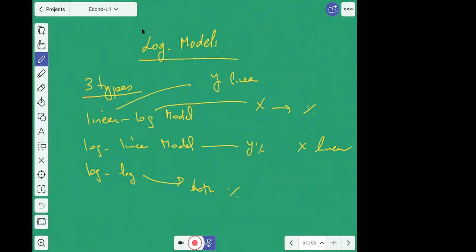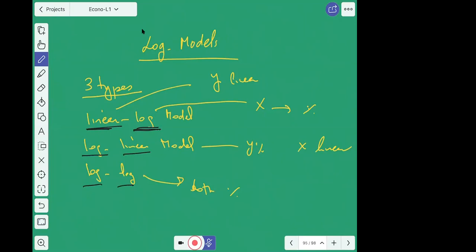All right, so I'm going to start again from this slide. And in this slide, we said last time that we have three different types of log models. We have the linear log, we have the log linear, and we have the log-log model. And always the first term refers to the y, and the second term refers to the x. So y is linear, x is in log, y is log, x is in linear, or both are in log.